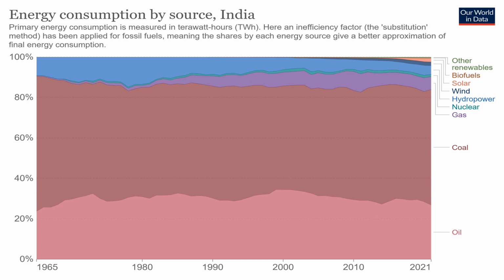Indian energy consumption is dominated by coal, which accounts for over 55% of the total energy consumed in the country. India has the world's fourth largest coal reserves, and the coal industry plays a significant role in the country's economy.